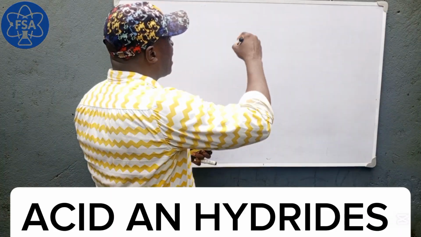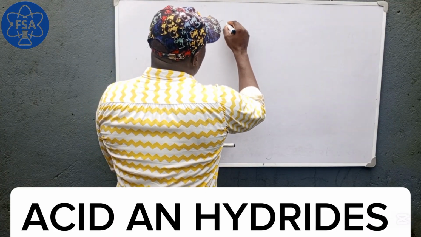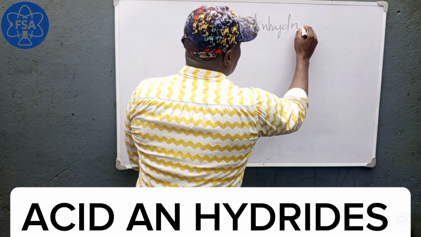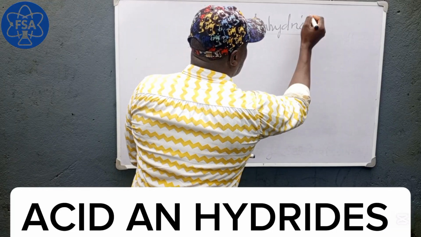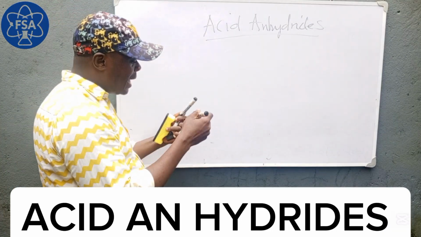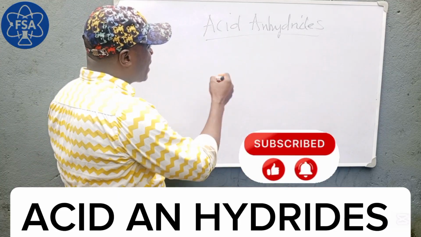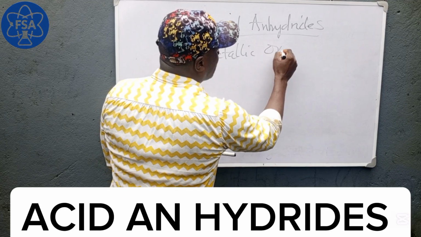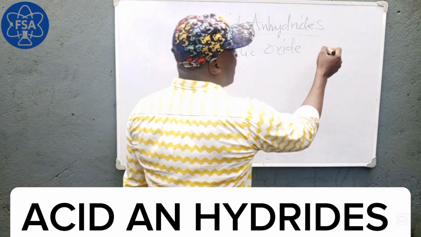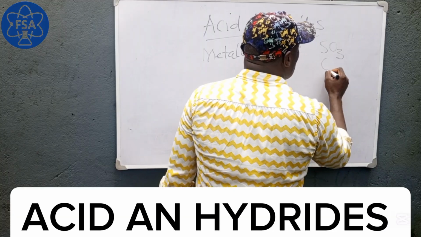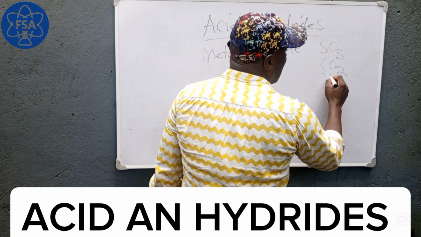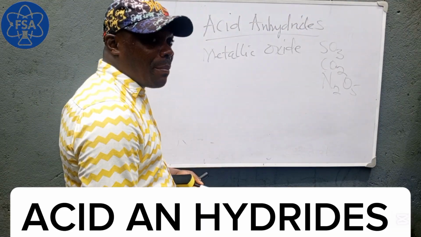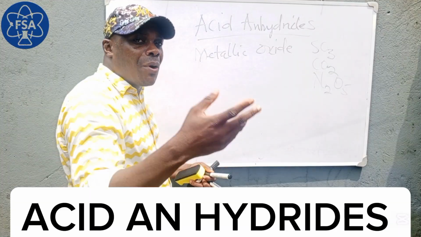Today we are going to look at acid anhydride. At this point we are looking at metal oxide, or metallic oxide, like SO3, CO2, nitrogen pentoxide. When these compounds, as I mentioned, dissolve in water, they form an acid.